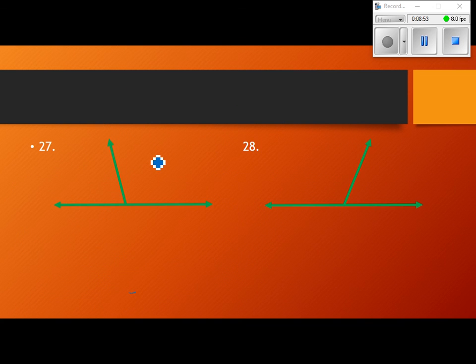Problem 27. They tell us this is L, M, N, P, and this angle is negative 16x plus 13, and then the other angle is negative 20x plus 23.